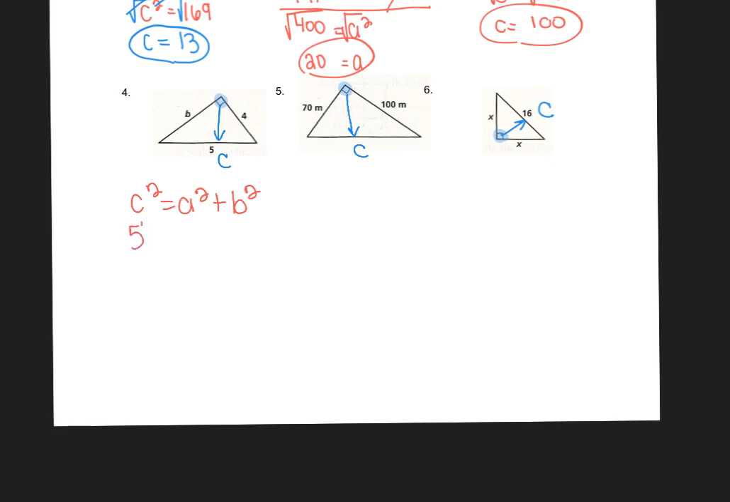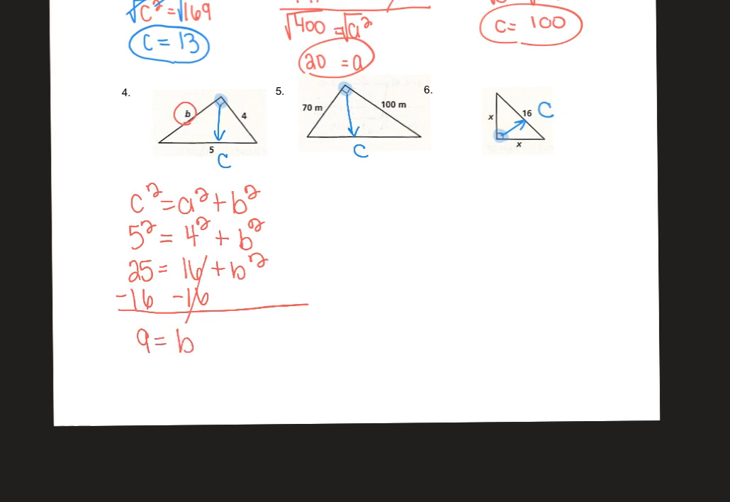So I have 5 squared equals, now they told us this is B, so I'll let 4 be A, and then B squared. So I have 25 equals 16 plus B squared. Subtract 16 from both sides. I get 9 equals B squared. And I get B equals 3. All right, so B is 3.